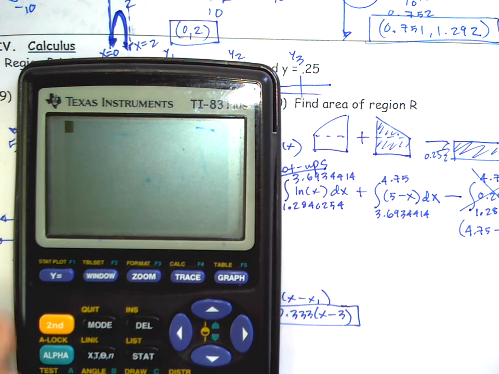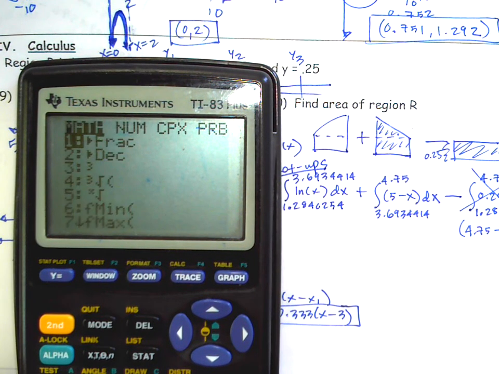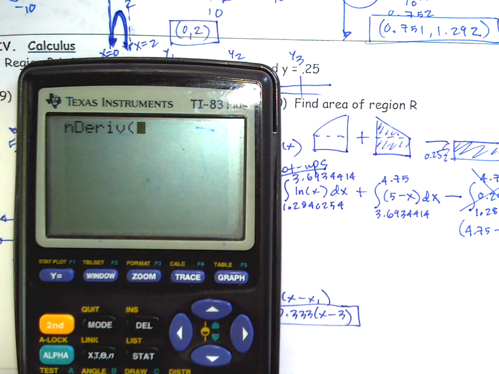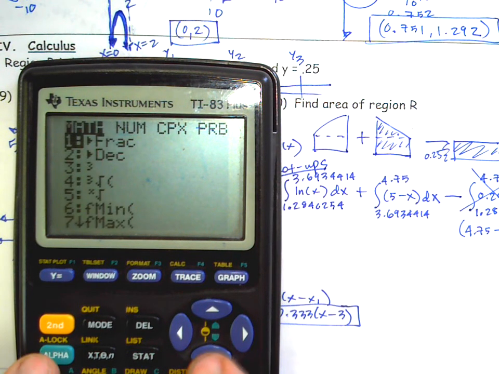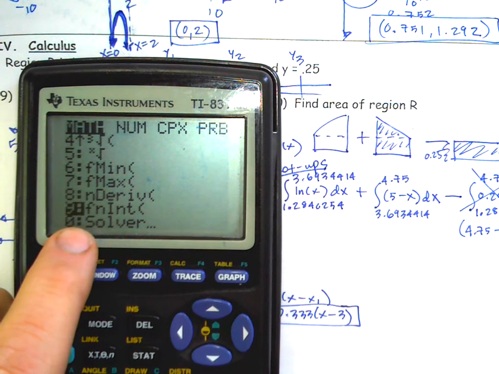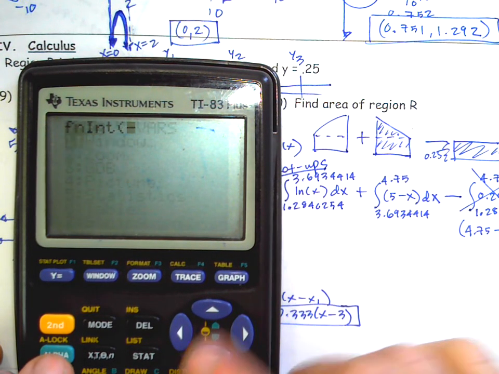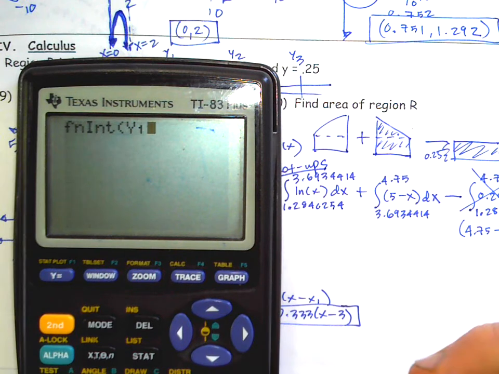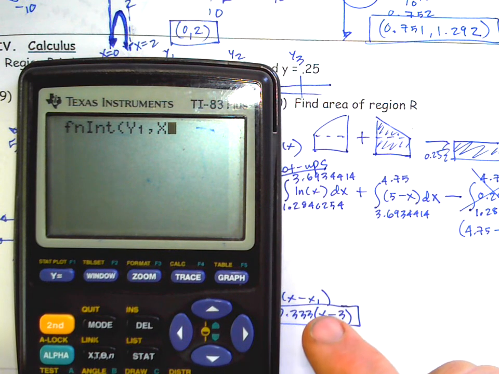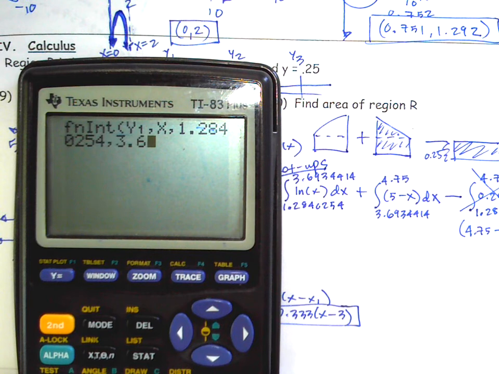So I'm going to do math 8. Nope. Math 9. So you're going to start to remember these. They're near the bottom of the list. So you could go there and select them, or you could just hit the number. Now the first one, this is vars, y-vars, function, y1. That's one thing you could do, or you could retype it. Natural log, it's not that bad. Comma x, comma 1.2840254, comma 3.6934414. Okay, that's the first one.